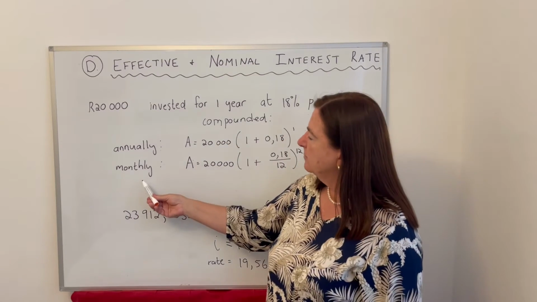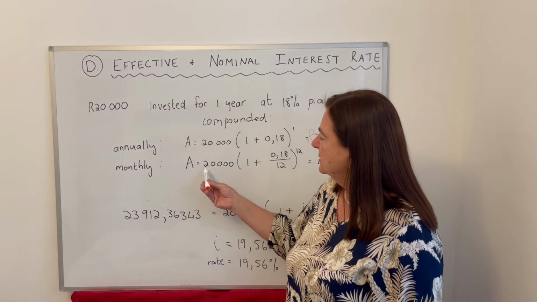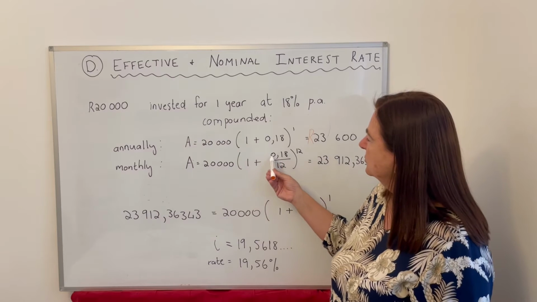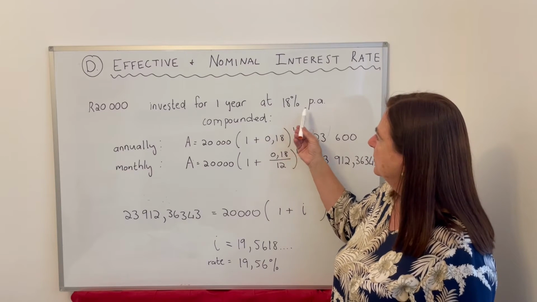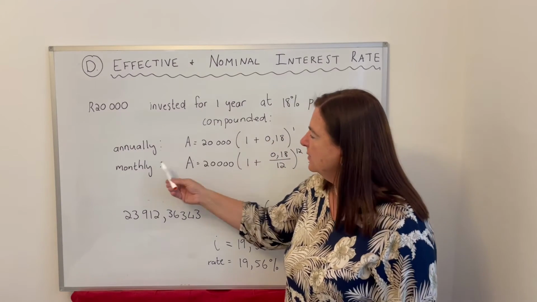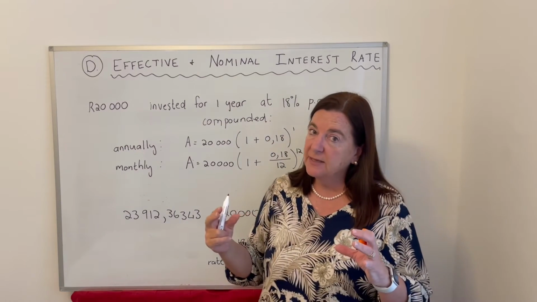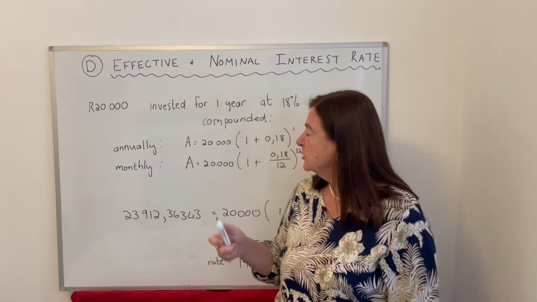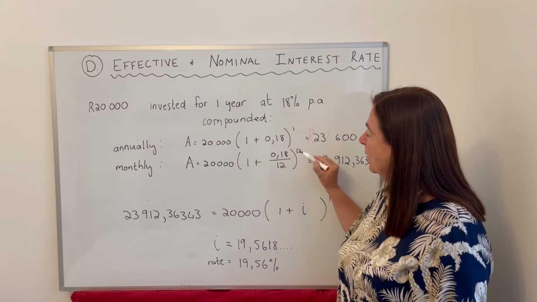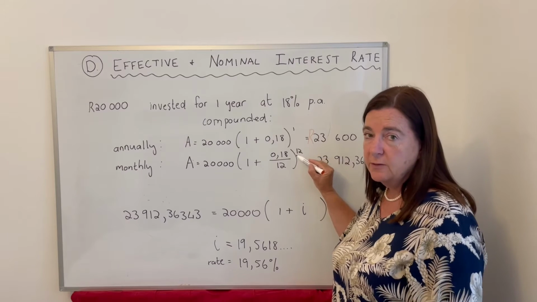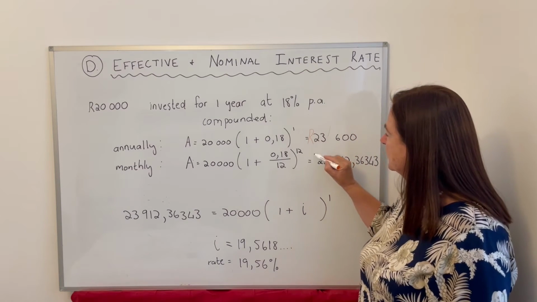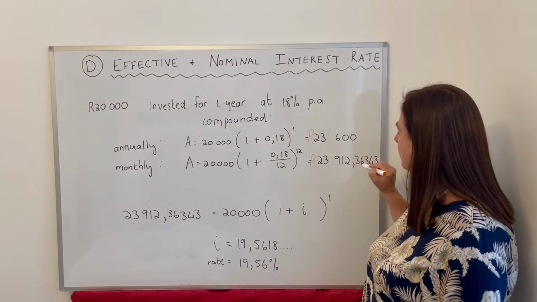If it's compounded monthly, remember it's your original amount, your 20,000, 1 plus your interest rate, which is 18% per annum, 0.18. But if it's compounded monthly, remember there are 12 months in a year. So in 1 year, that 18% has to be divided by 12. So at 12 different time periods, we're going to be charging interest. And that produces 23,912 Rand.